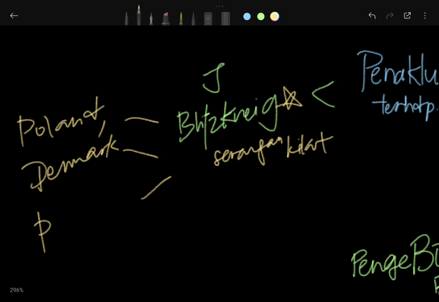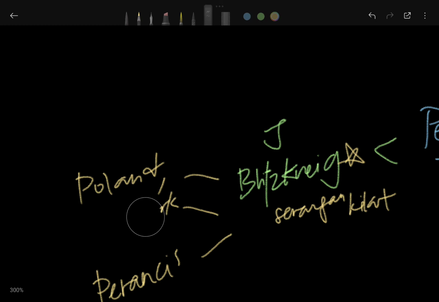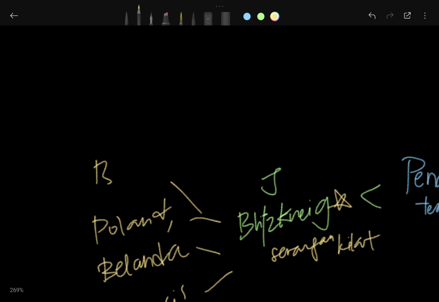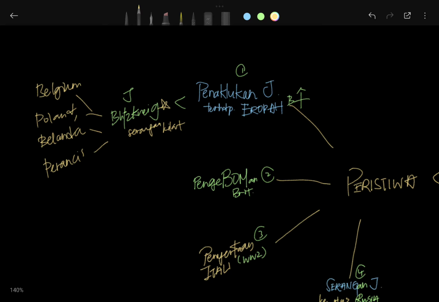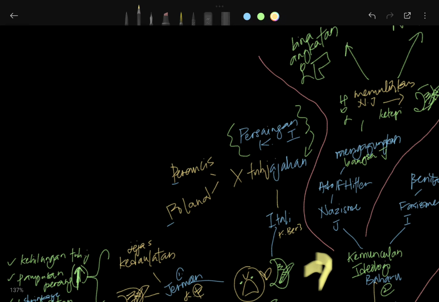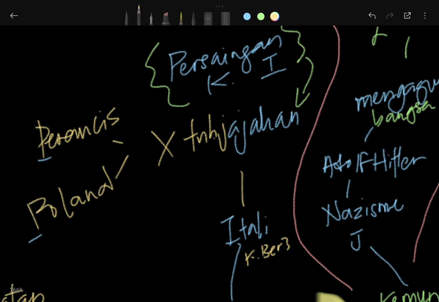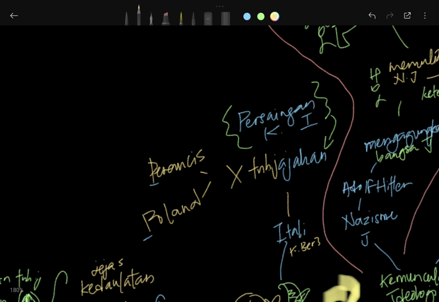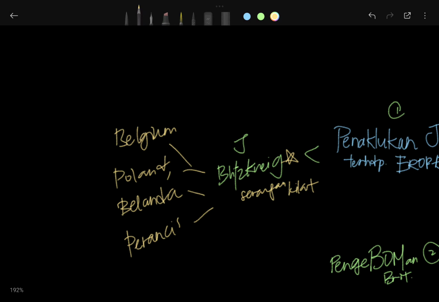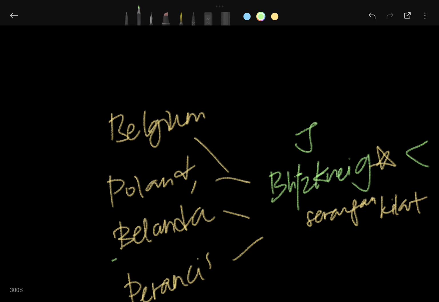So if I were to remember any, I would remember your Perancis, then Poland, and Denmark. You could remember that country, but I would also choose to memorize Belanda and Belgium. Why? Because this has a correlation with World War I. Perancis and Poland, we emphasized over here that they got their tanah jajahan. See? Hey, where am I? Tanah jajahan, Perancis, Poland. Thus, I would emphasize them over here. Then Belanda, we know that.